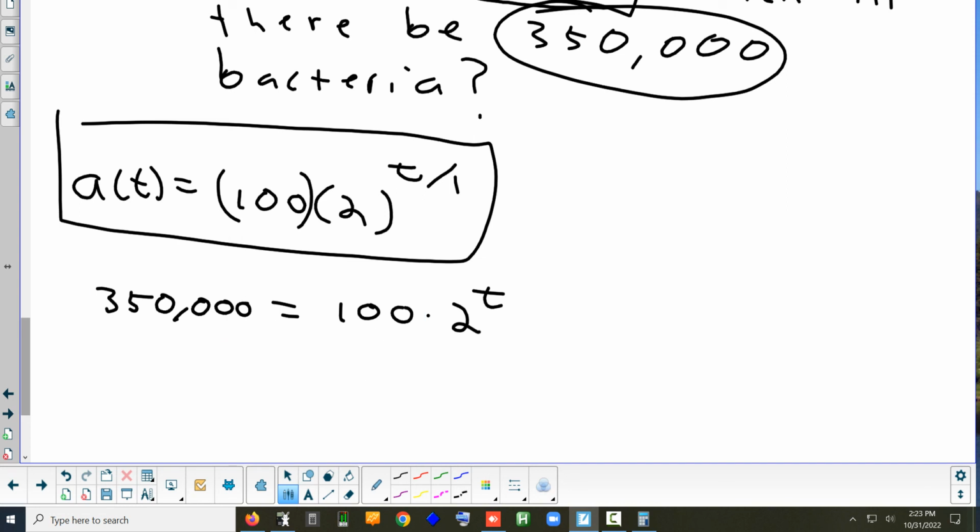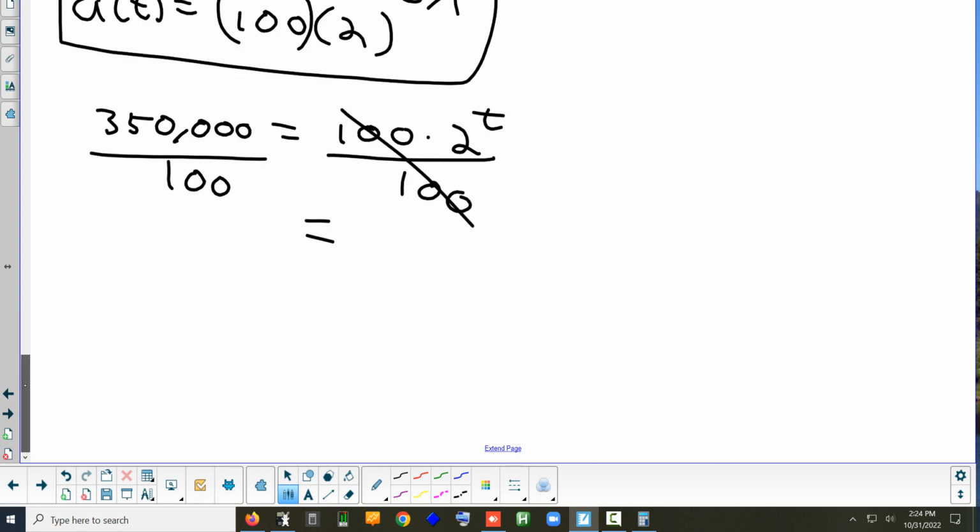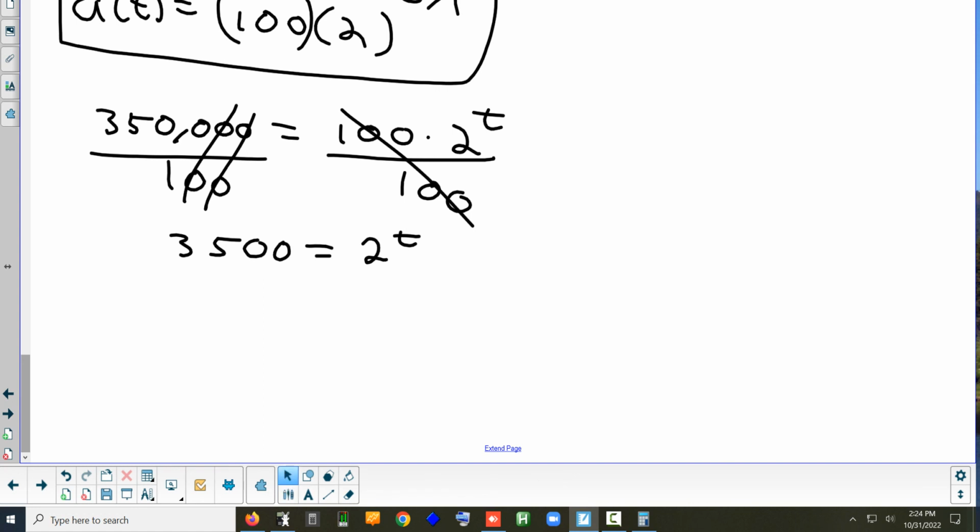So is there something I could divide both sides by? Yeah, we could divide by 100. That gets rid of that. So now I just have 2 to the t equals, you just cross off 2 zeros, I'm left with 3,500 on the left. Well, that's better than setting my window to 350,000. All right, so let's put it in and see what we get.